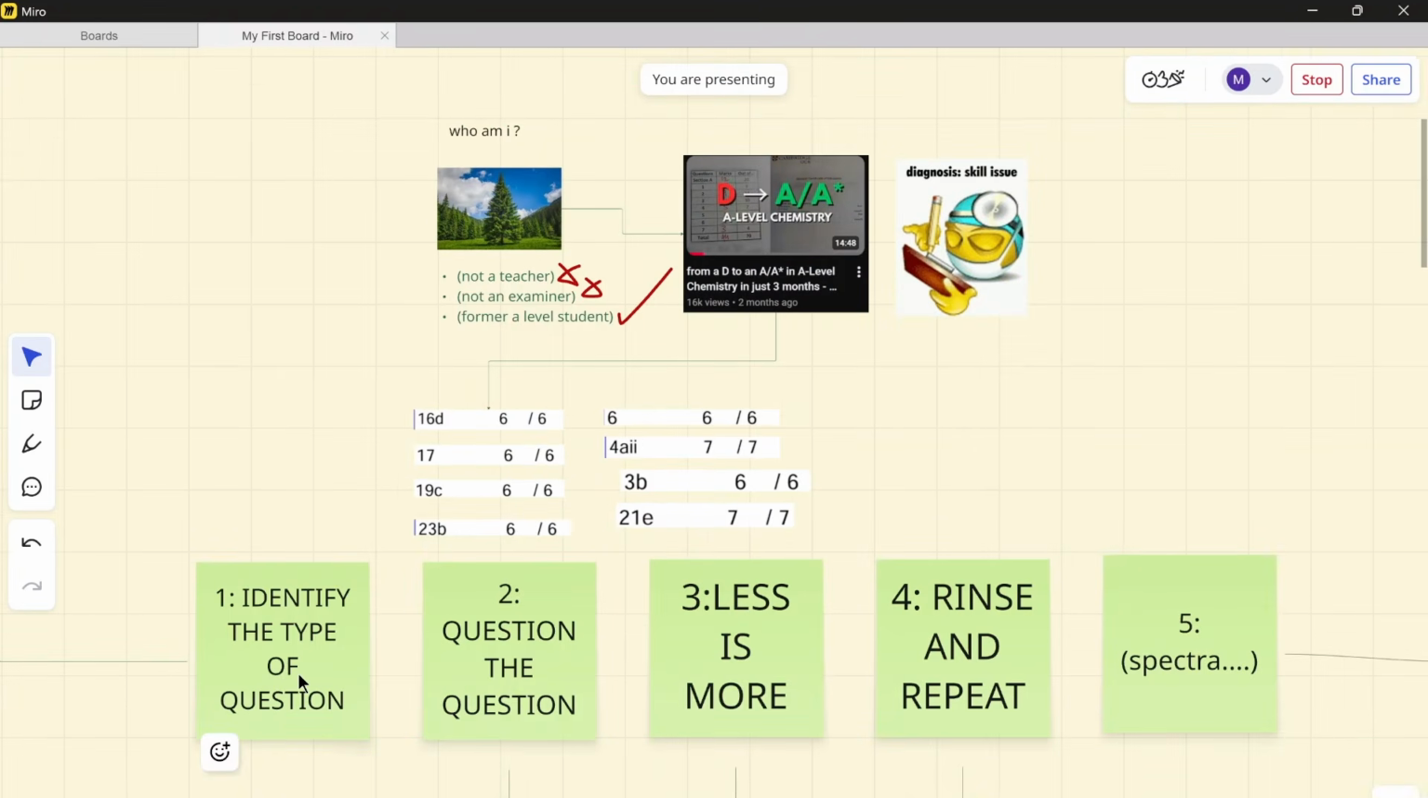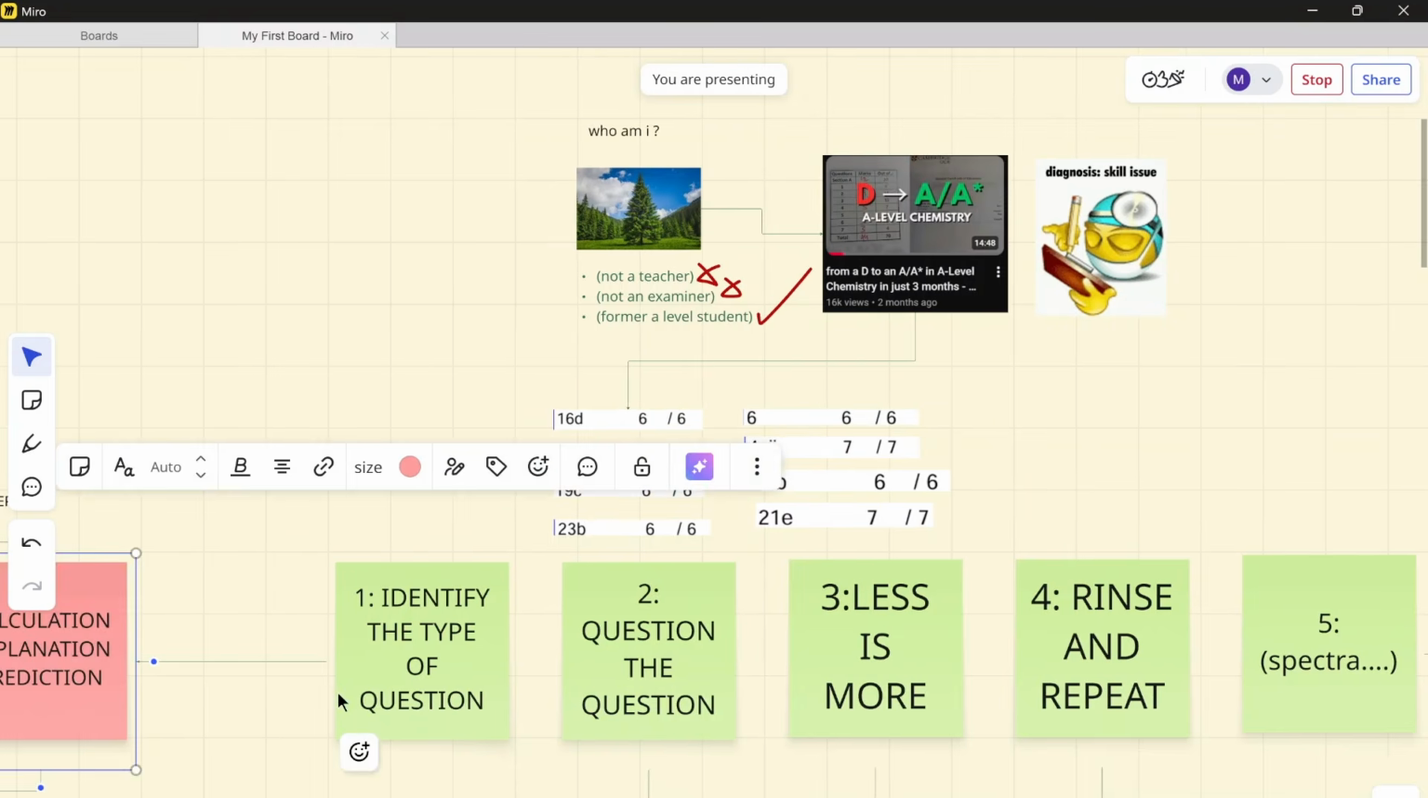Now, in my opinion, there are 5 main steps in order to get full marks. So the first step is to identify the type of question. The second step is to question the question. The third step, I don't know why I'm shouting here, says less is more. The fourth step, rinse and repeat. And the fifth step is talk about NMR, mass spec, whatever. That's just a different ball game, right? So let's just move on to this first step, okay?